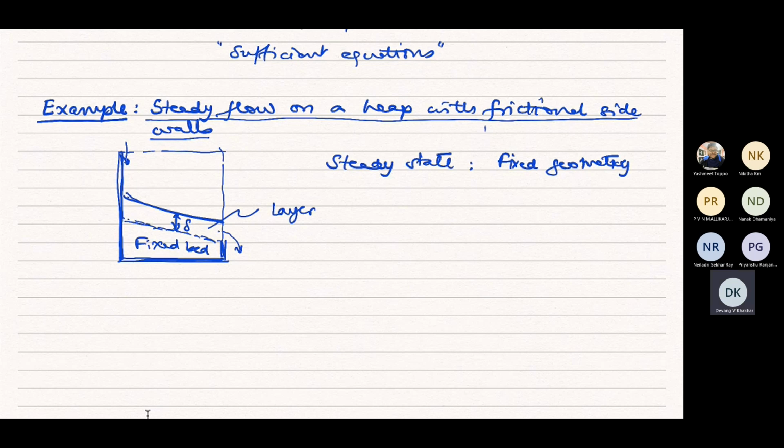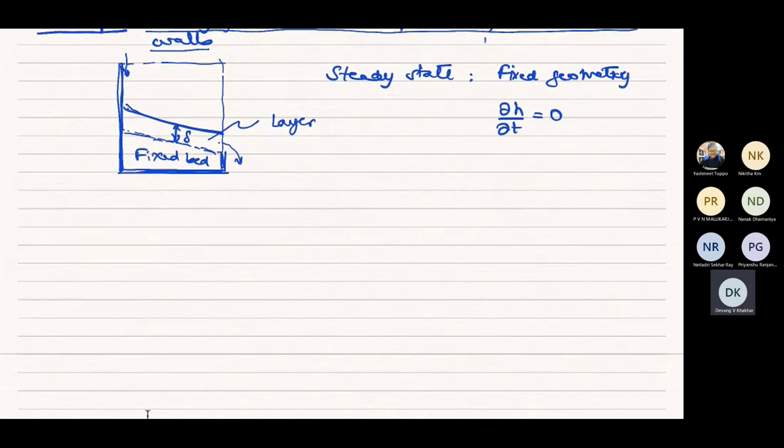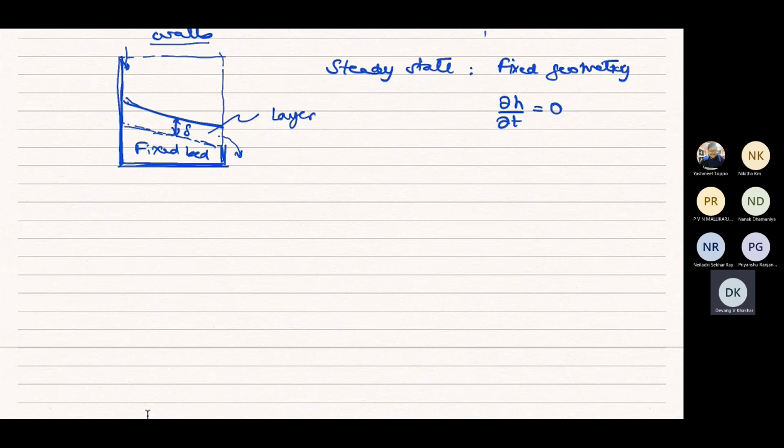So H is not changing with time. But we can get that from the other thing also. So let's just see. First, let's write down the continuity equation.